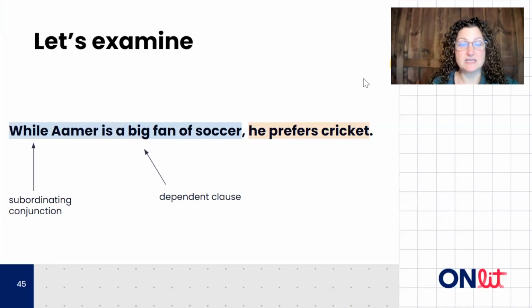That something else is "he prefers cricket," the independent clause. "He prefers cricket" can stand alone. It has a subject, he, and a verb, prefers, and it expresses a complete thought on its own. It is the independent clause. So the presence of both an independent and a dependent clause make this a complex sentence.